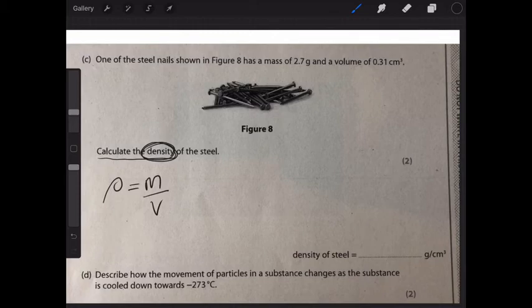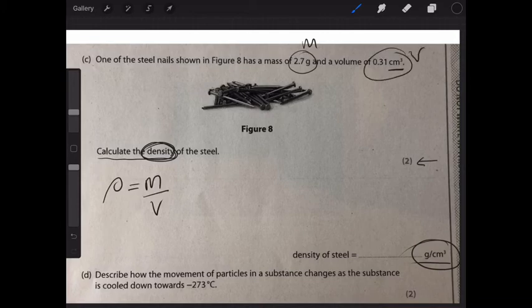One of the steel nails shown in figure 8 has got a mass, that's my M, of 2.7 grams. Now I'm going to peek down here because I did notice there's only 2 marks for this question. And when I peek down here I can see the final answer is to be given in grams per centimetre cubed. So I don't need to convert units to standard units of kilograms here. And with the volume I can leave it in centimetres cubed. So the volume is the other thing I've been given here, and that's 0.31.